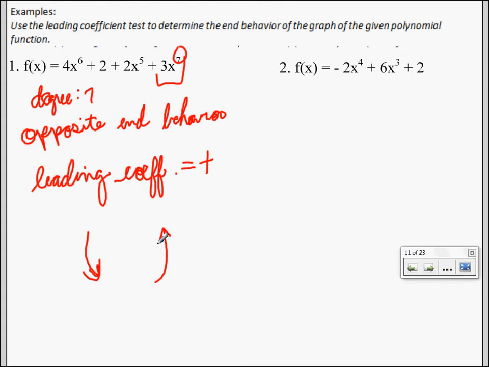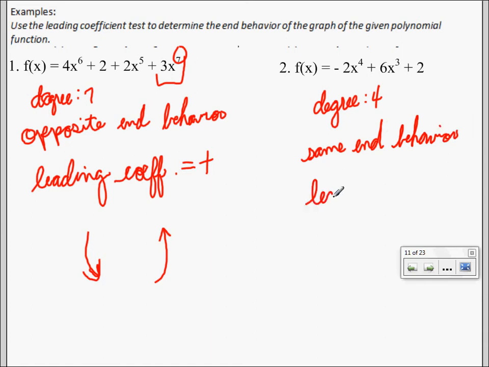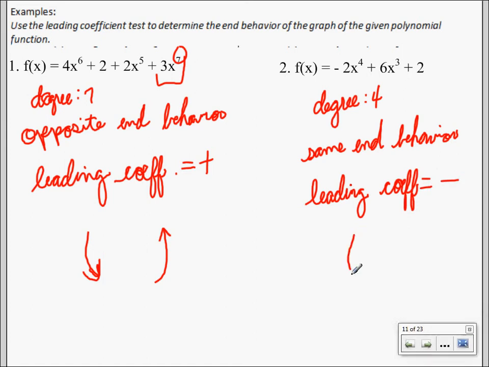For number 2, we have f of x equals negative x to the 4th plus 6x cubed plus 2. As you can see, the degree is 4, which is even, meaning same end behavior. And the leading coefficient is negative. So what does this mean? This tells us that we're going to fall to the left and we're going to fall to the right.